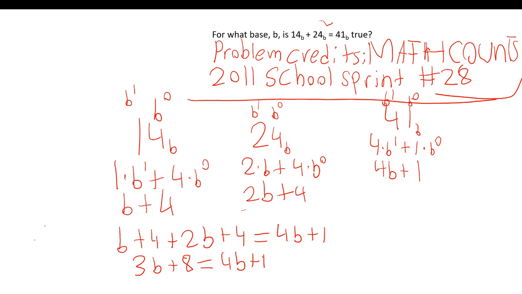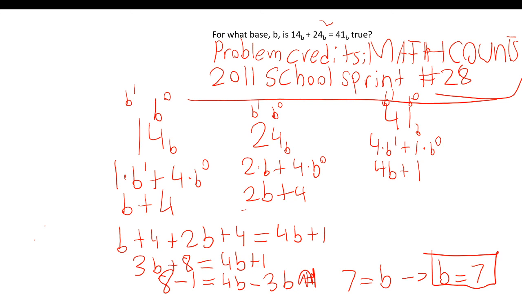Now we like the variables to be positive, so I'm going to do a little subtraction. I'm going to bring the 1 over, and negate it since we're bringing it over. And now I'm going to bring the 3b over to the other side of the equation. It's becoming negative, so we negate this 3b. And this results in, on this side, 8 minus 1 is 7, and this is equal to 4b minus 3b, which is just 1b, which is b. And now we can conclude that b equals 7.